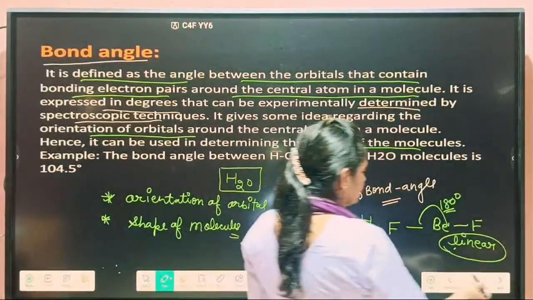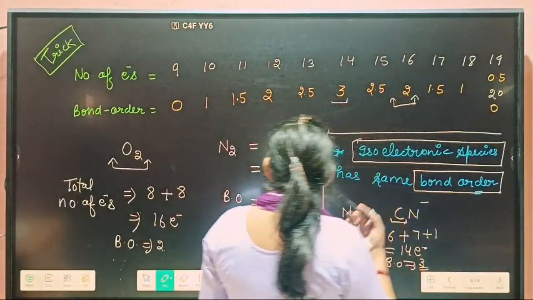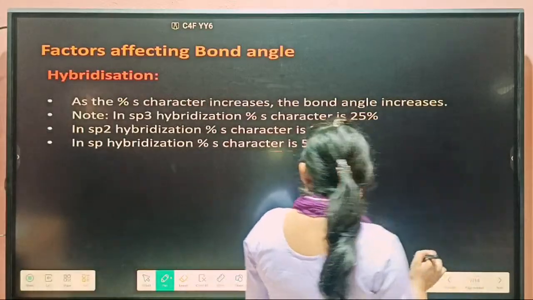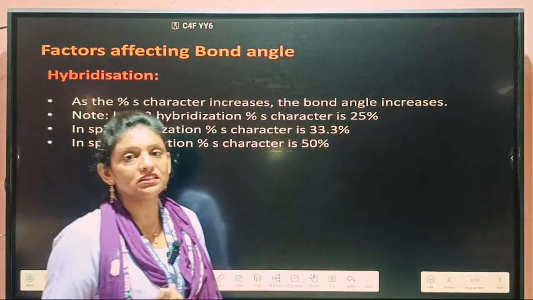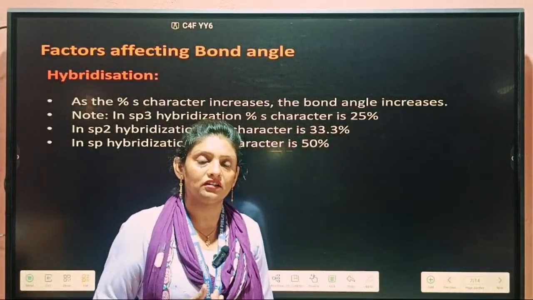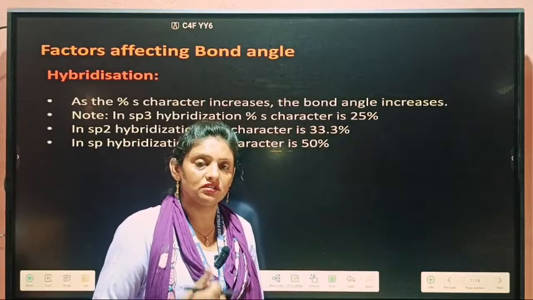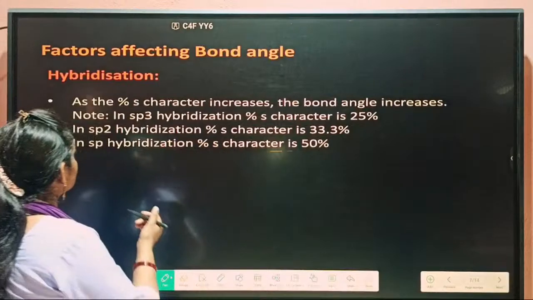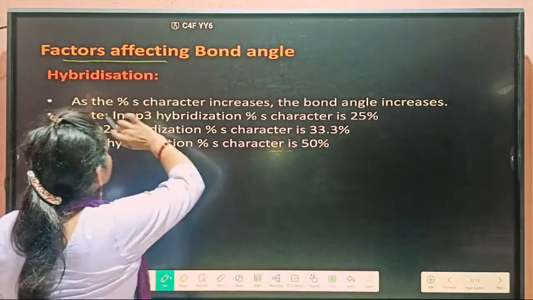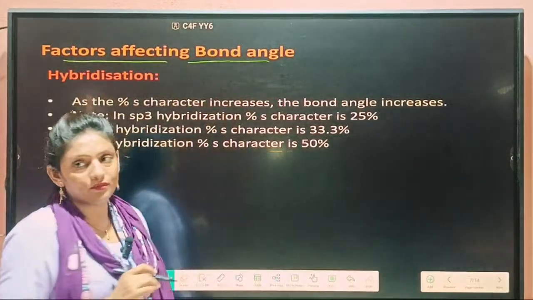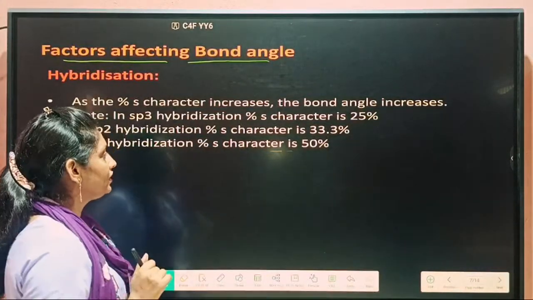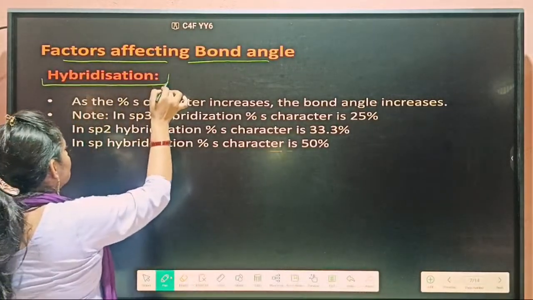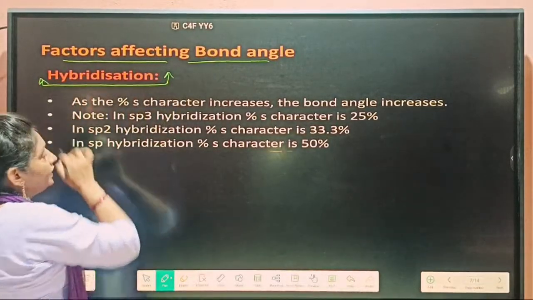So today we have discussed some bond parameters. We will also discuss what factors affect them. Okay, students, one by one we will discuss the factors which affect bond angle. The first factor is the hybridization.